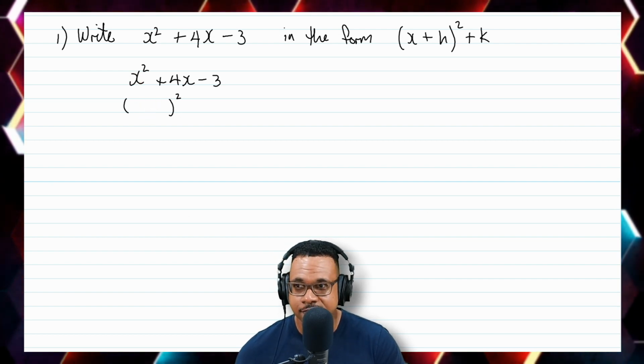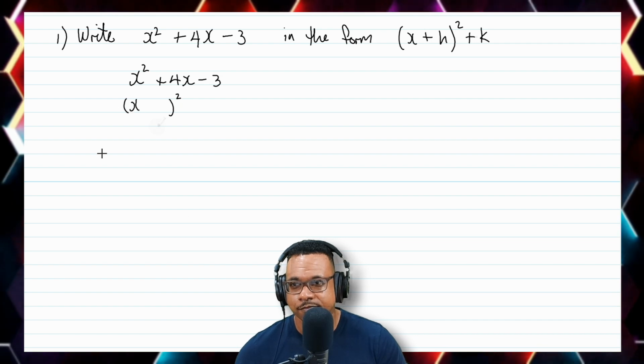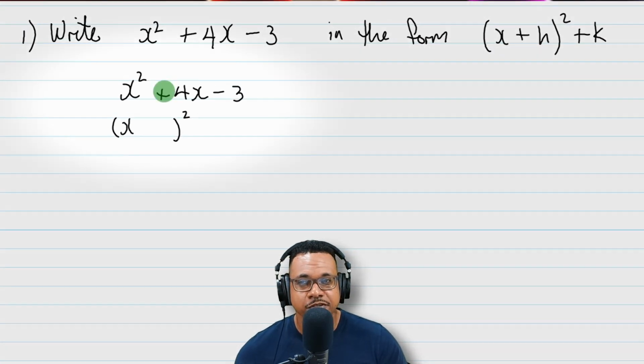My variable is x, so I'm going to write it back. And then I'm going to find half the coefficient of x. And of course, half of positive 4 is positive 2. So I'll write positive 2 in here. So again, how did I get this number? Well, half of the coefficient of x, and the coefficient of x is positive 4. So half of positive 4 is positive 2.